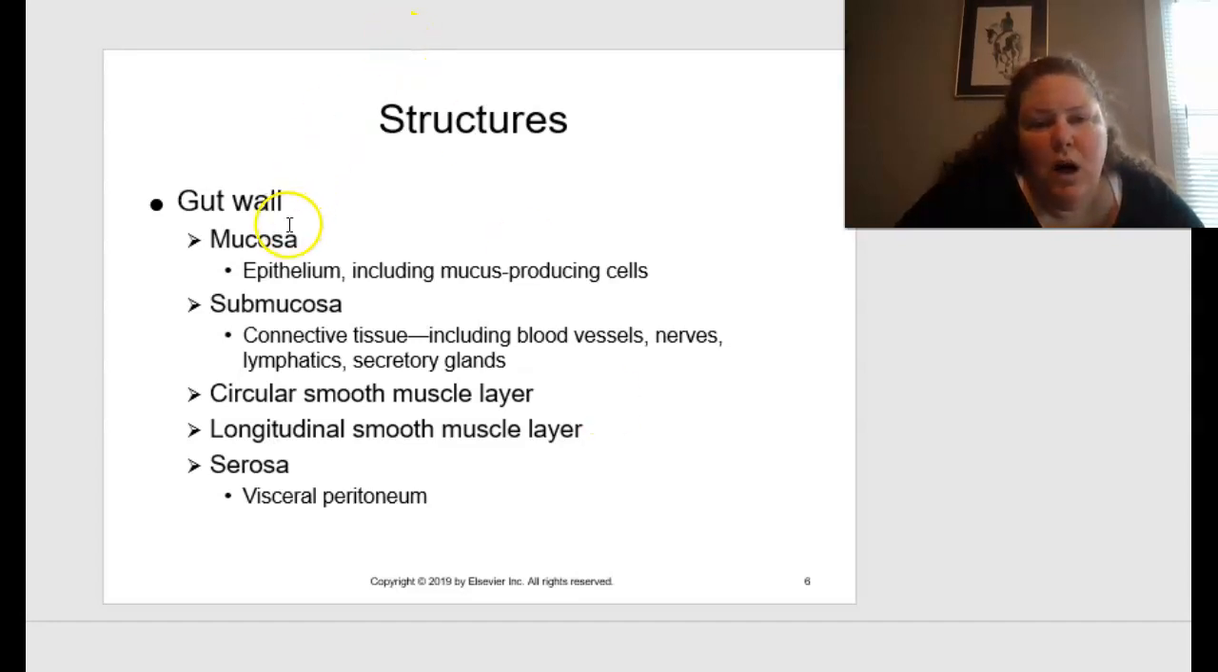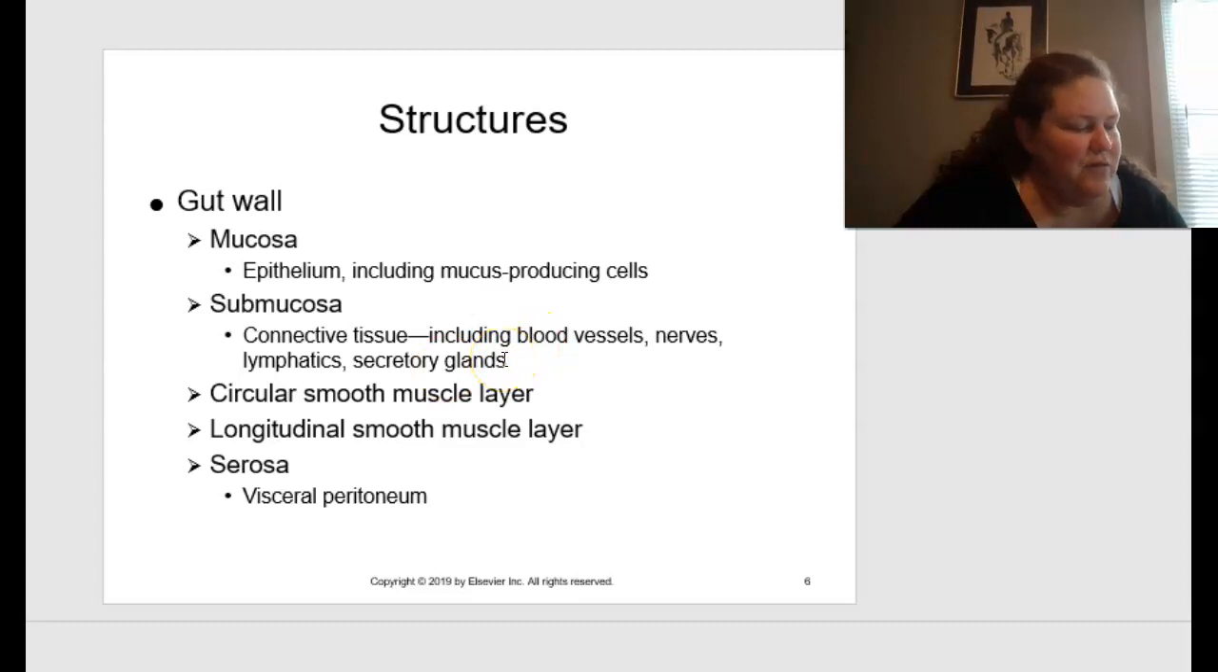And so your gut wall has mucosa, submucosa, a circular smooth muscle layer, etc. Well, the mucosa is going to be an epithelial layer, and this includes the mucus producing cells. Okay, and then we have the submucosa, and this is going to be the connective tissue, including blood vessels, nerves, lymphatics, and secretory glands.